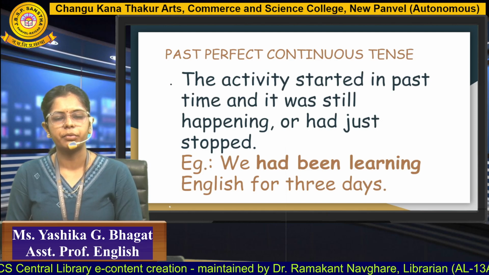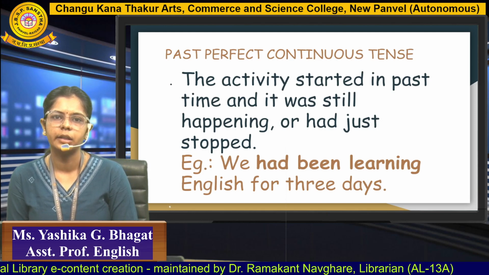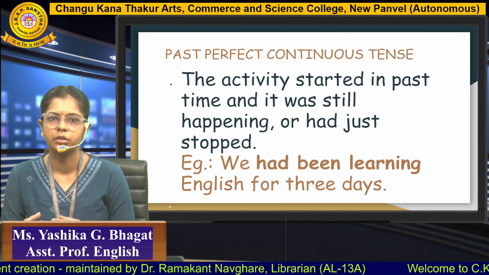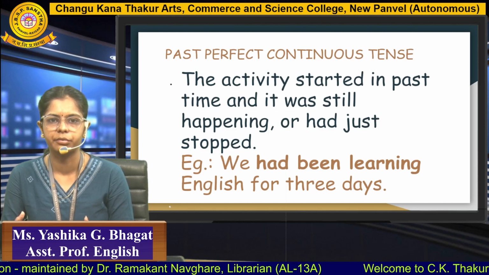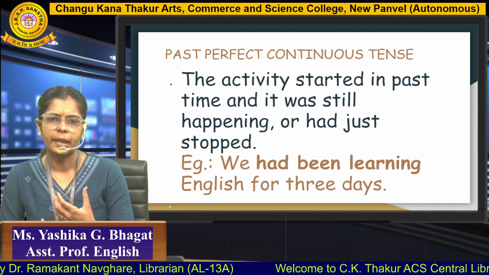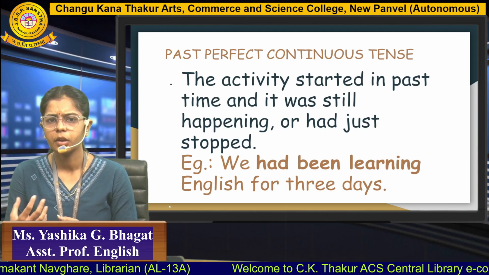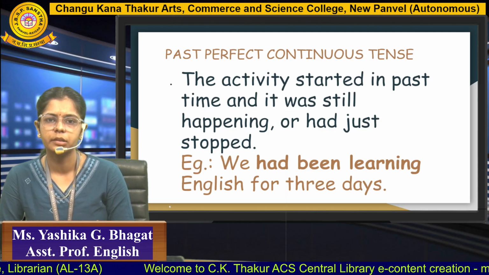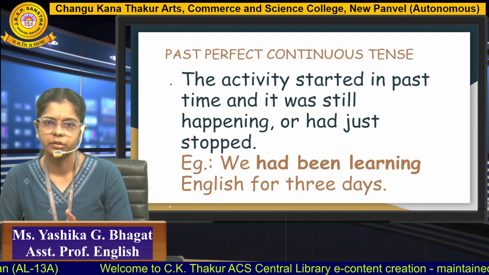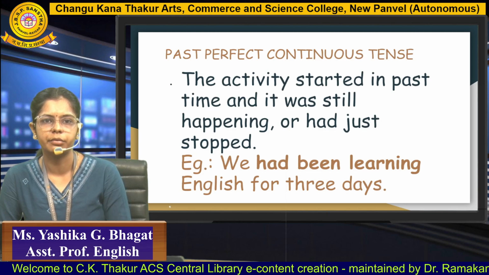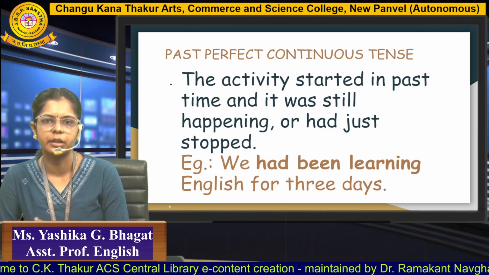Now the last type of tense under the past tense category is the past perfect continuous tense. This tense is a combination of continuous tense and the perfect tense. Together we get the name past perfect continuous tense. According to the definition, all the actions which have already started in the past and they are still in continuation, or they have just stopped, such actions will be referred under the category of past perfect continuous tense.